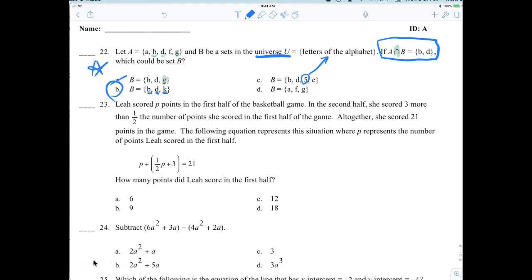Hold on one second. I want to tell you one more thing. This symbol right here, I want everybody to write down, means union. All right. That means union. Union means what's in both sets. All right, what's in both sets? So I want everybody to look right here. If I wrote A union B, the answer would be everything in A and everything in B. So it would be A, comma, B, comma, D, comma, F, G, and K.